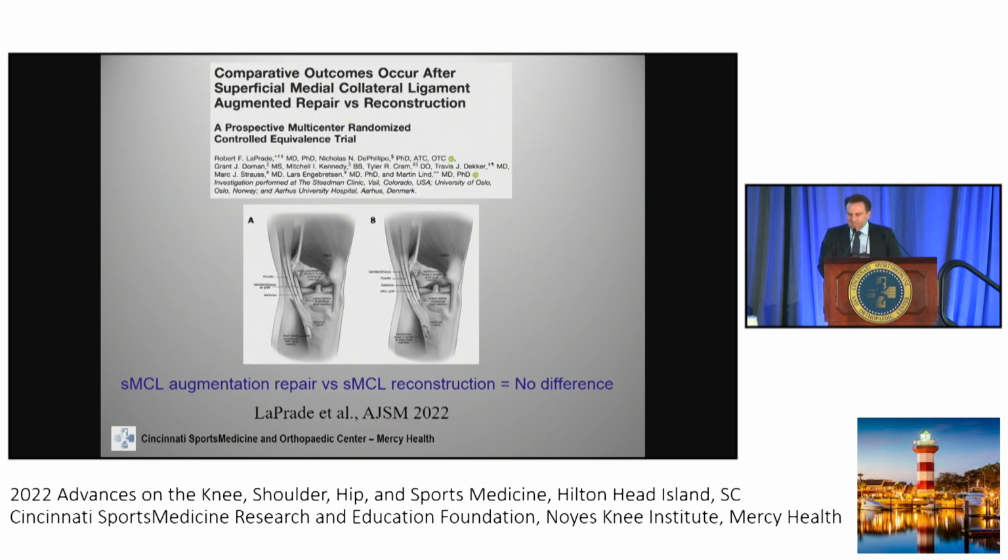And this is really a study that Rob LaPrade published recently, looking at an augmented repair technique versus reconstruction, and really found no difference. Although I would have to say that the augmented repair did require, as it's described, a drill tunnel combined with the repair.